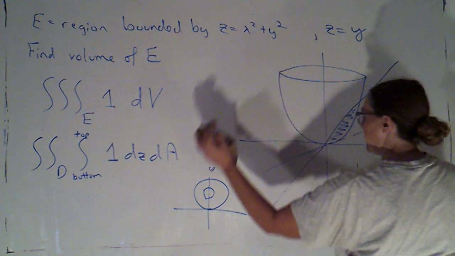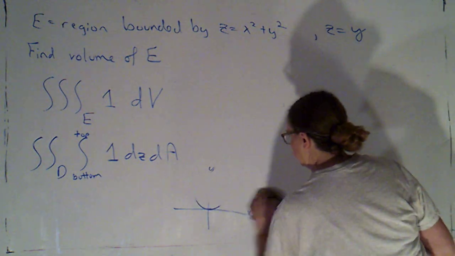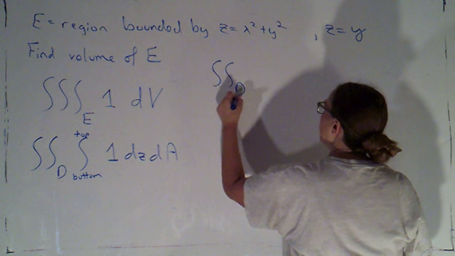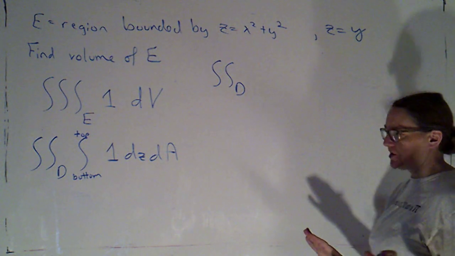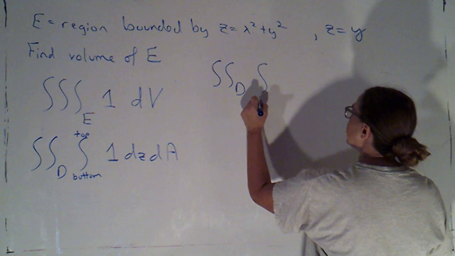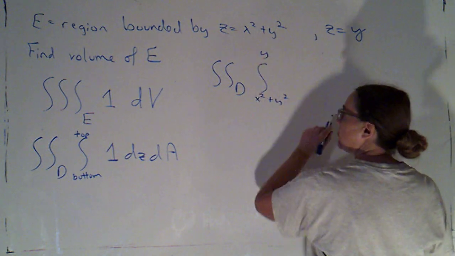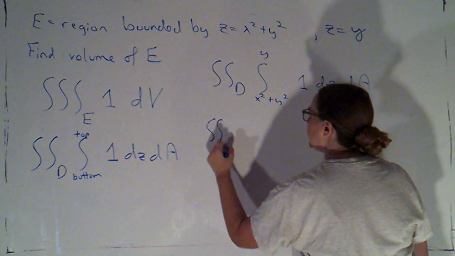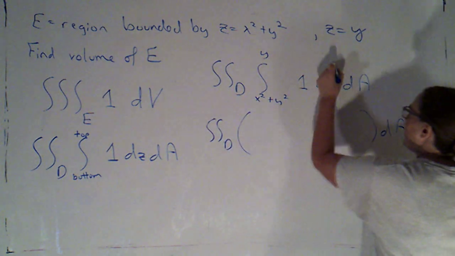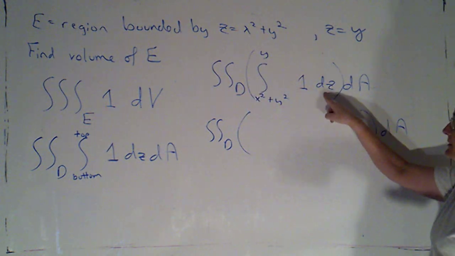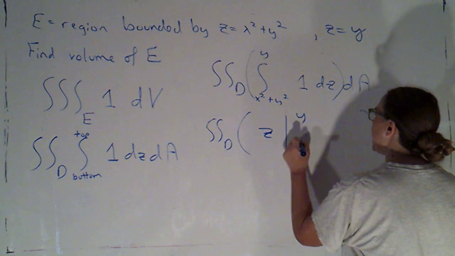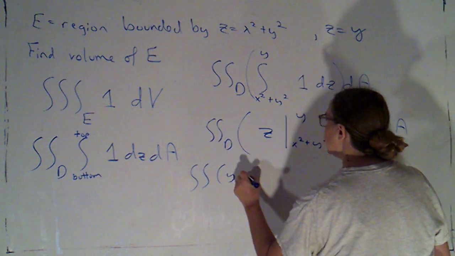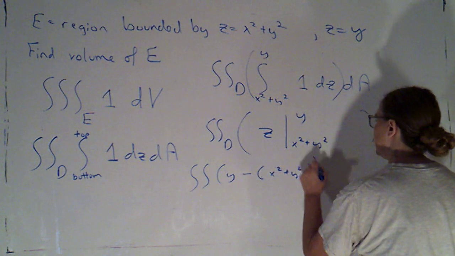Okay, so now I can say this is the double integral over D. I'm just going to keep that as D because I think I'm going to want to switch to polar when we get there. But now I know that the bottom surface is x squared plus y squared and the top surface is y, and I'm integrating 1 dz dA. So we'll have the double integral over D, and that's our shell. I'm going to work on this inside integral. An antiderivative of 1 is just z, so I'm getting z evaluated between x squared plus y squared and y. So we'll have the double integral over D of y minus (x squared plus y squared) dA.